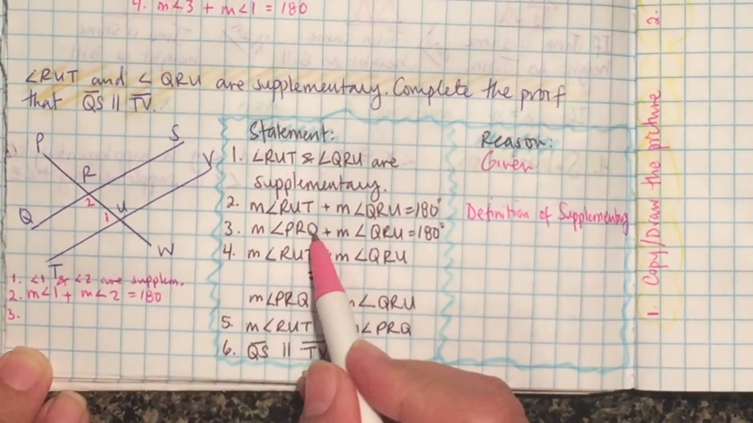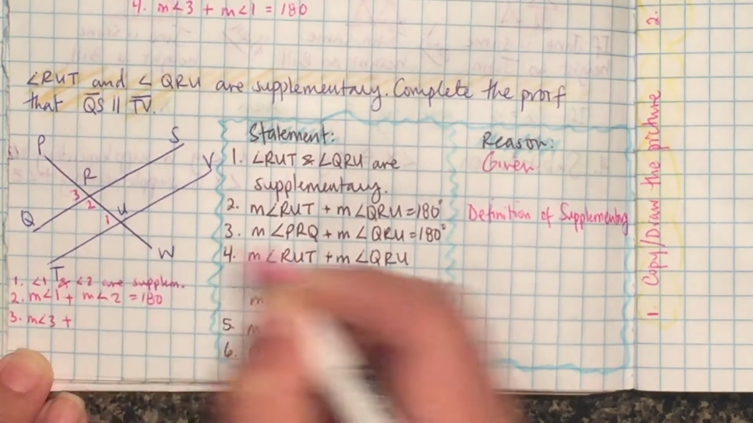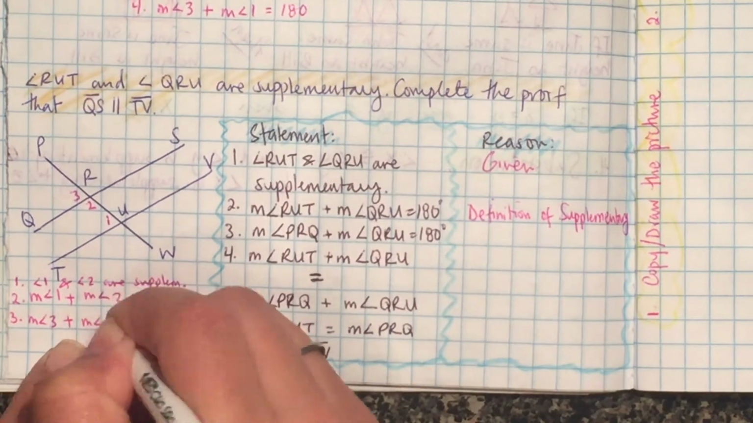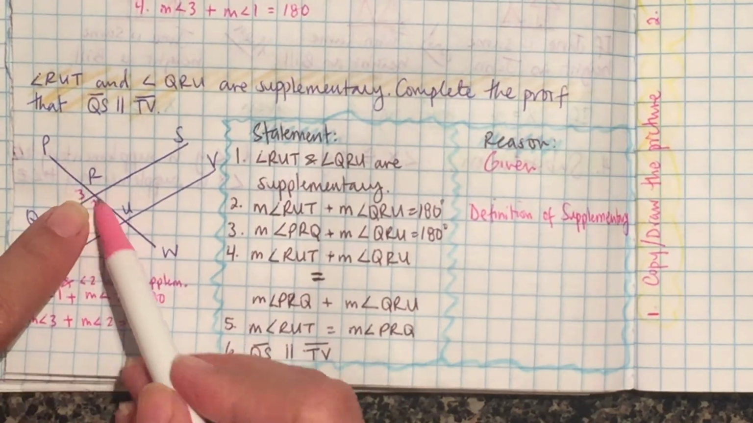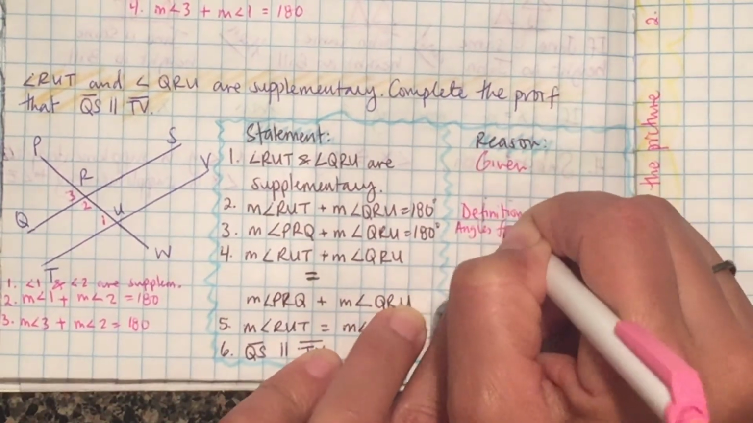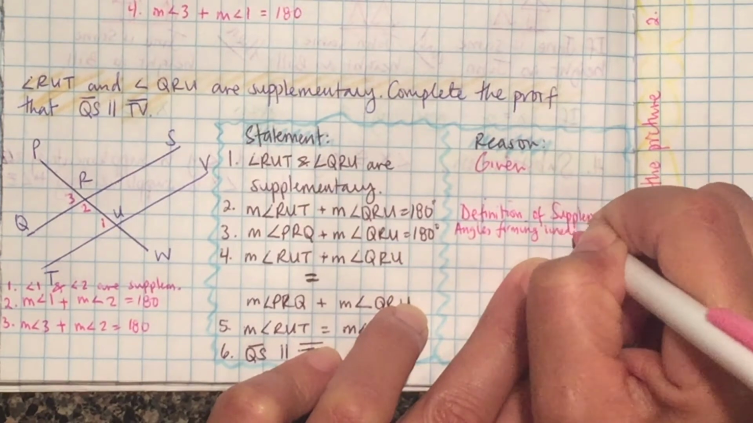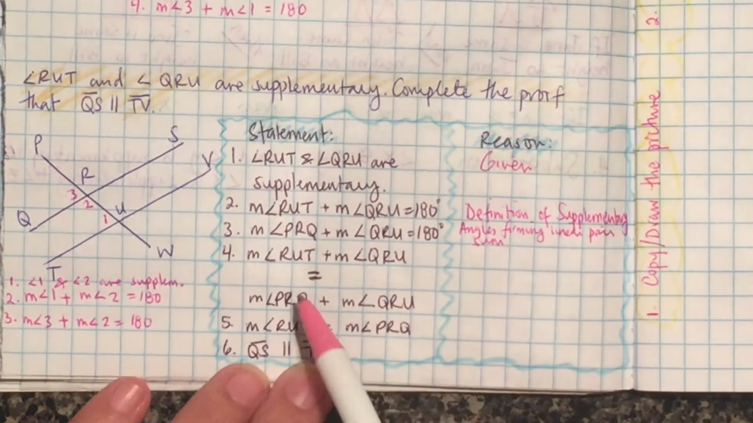Alright, number 3, measure of PRQ. PRQ, let's label that 3. Plus the measure of QRU, we've already used QRU, so that's 2, equals 180. Why is 3 plus 2 equal to 180? Angles forming a linear pair. Remember, 2 angles on a straight line form a linear pair which add up to 180.